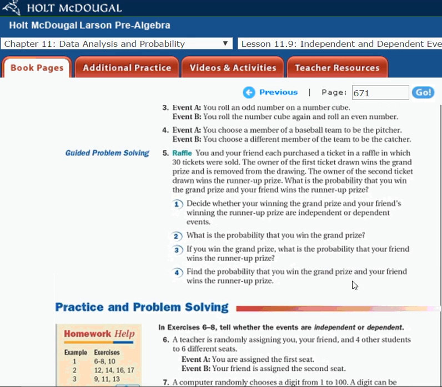All right, so let's look here. We have one problem here. It says you and your friend each purchased a ticket in a raffle in which 30 tickets were sold. The owner of the first ticket drawn wins the grand prize and is removed from the drawing. The owner of the second ticket drawn wins the runner-up prize. What is the probability that you win the grand prize and your friend wins the runner-up prize? So in this case, the probability of you getting the grand prize the first time, in the first drawing, would be 1 out of 30.